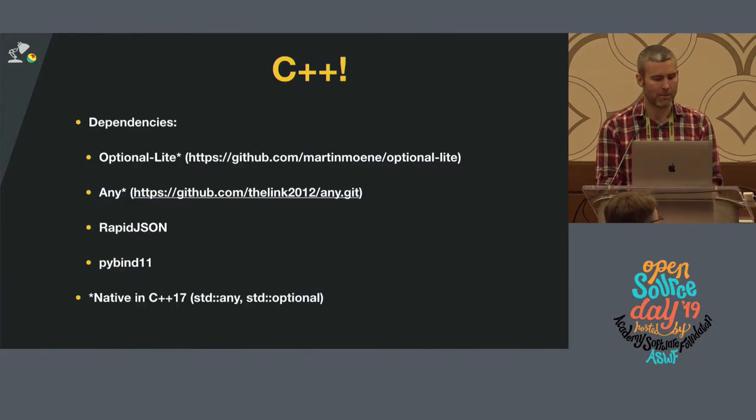The dependencies that we ended up using, so optional, light, and any are both actually C++ 17 features that aren't present in the VFX platform C++ 14. So those are filling those gaps, and when VFX platform moves ahead, we can strip those out. RapidJSON is being used for the JSON parsing, which is the same as USD, and then PyBind11 is what we're using to do the Python binding. So it's been pretty pleasant. That's been a pretty good set of dependencies, and we feel like it should be pretty easy to integrate in your system. And you don't have to build the Python bindings if you don't want to. That's an optional piece. I should say that.